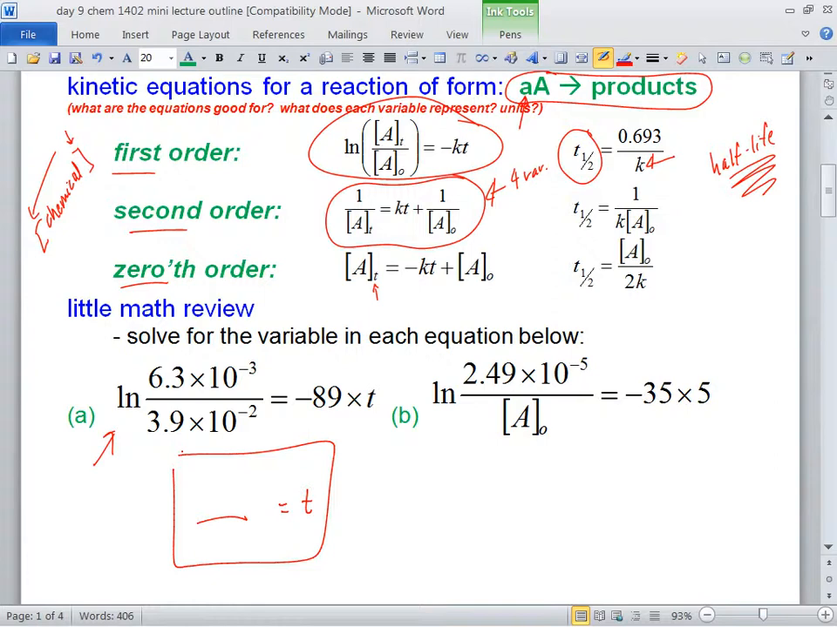So I would handle what's in the natural log first. 6.3 times 10 negative 3, divide it by 3.9 times 10 to the negative 2. Take the natural log, there it is. Divide it by negative 89. How do you make the negative sign? Use that little plus minus button, right? Did you get an answer? Enrique, did you get an answer? What did you get? 0.020. Perfect.